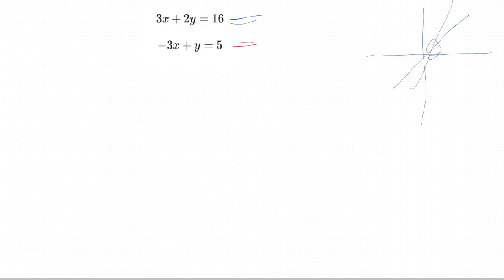So what we can do is subtract one of these equations from the other to solve for a variable. We've already organized them over one another. So what we're going to do is simply add them together. We're going to add these two together.